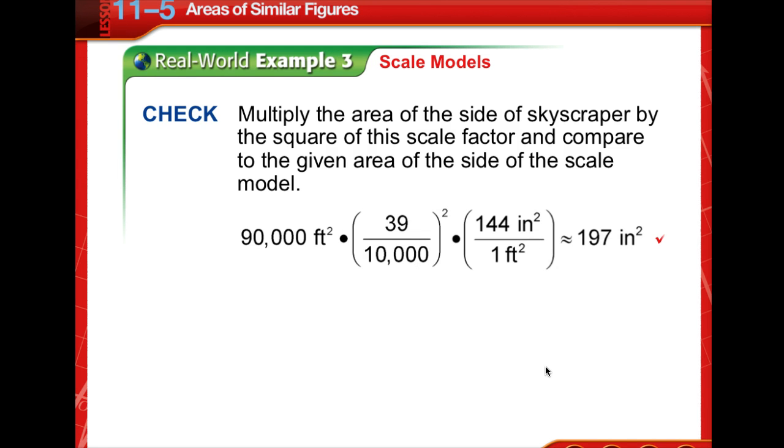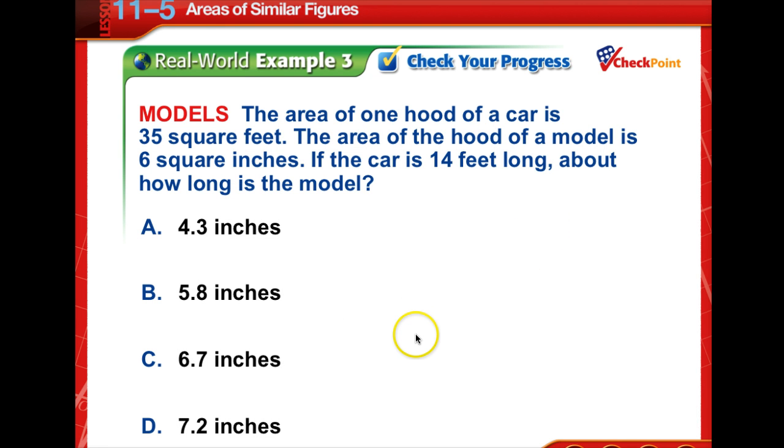We can check by multiplying back. Notice this, we have to take the square of the scale factor when we do that check. All right, time for you to check your progress. So pause the video, work the problem, then come back and check your answer.